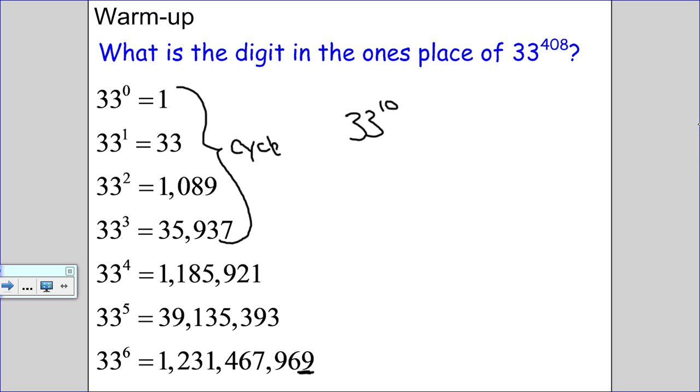I'm going to take the 10 and divide it by 4. Why 4? The reason I'm dividing by 4 is because the cycle repeats for every 4 integers of the exponent. And I'm doing the old school division here because I want to see what the remainder is. So 4 times 2 is 8, and that leaves me with a remainder of 2. Now, why did I want to see what the remainder was? The remainder was 2, so I can use that remainder as a guide to see what the digit in the ones place is going to be. So the remainder is 2, so I go to 33 to the 2nd power, and I know the digit in the ones place for 33 to the 10th is going to be 9.